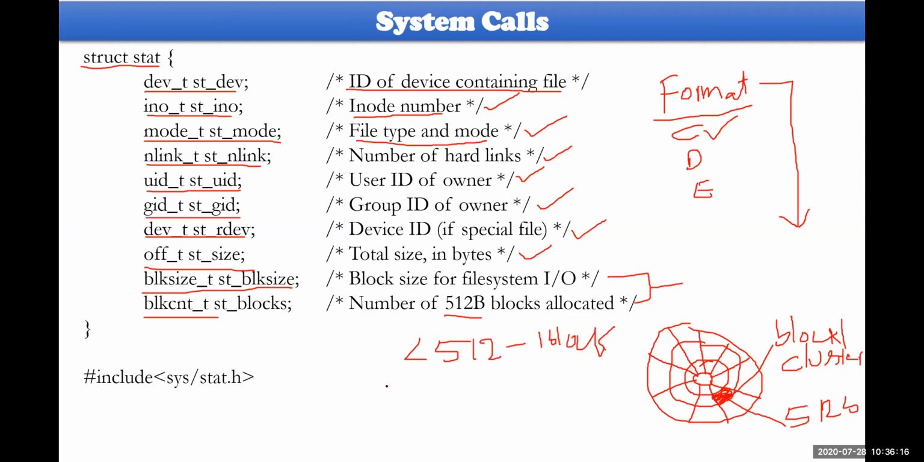If your file size is, for example, 1029 bytes, it will be allocated 3 blocks, because 512 plus 512 is 1024, and the remaining 5 bytes need one more block. Totally 3 blocks are allocated here. In this way we get how many blocks are allocated. That is the information. From this particular stat, we are trying to get only this information.